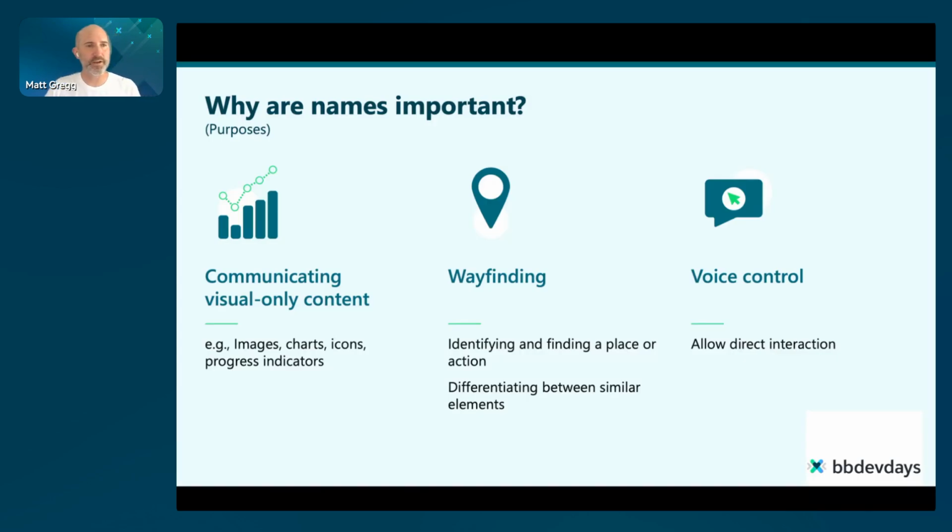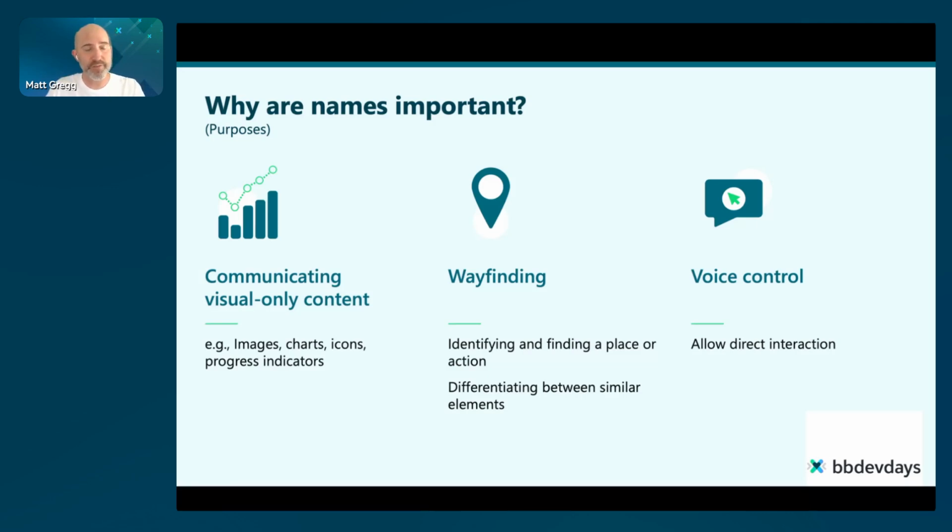So initially, why are names important? As you can maybe guess from some of the examples I just talked about, but here they are. The first is they really communicate visual-only content sometimes. So things such as images, charts, icons, progress indicators. If those don't have an equivalent in text, there's nothing for someone who, say, uses a screen reader to hear what's on the page, for them to really understand what that is.